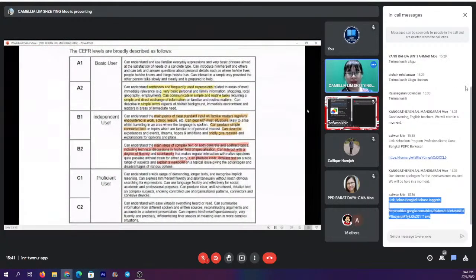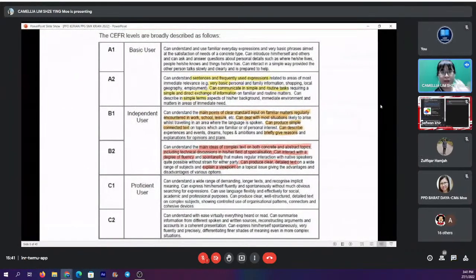While in B2, they are able to understand the main ideas of complex text on both concrete and abstract topics, and they can interact with a degree of fluency. They have some spontaneity. They can produce clear, detailed text and explain a viewpoint. All right, next slide.